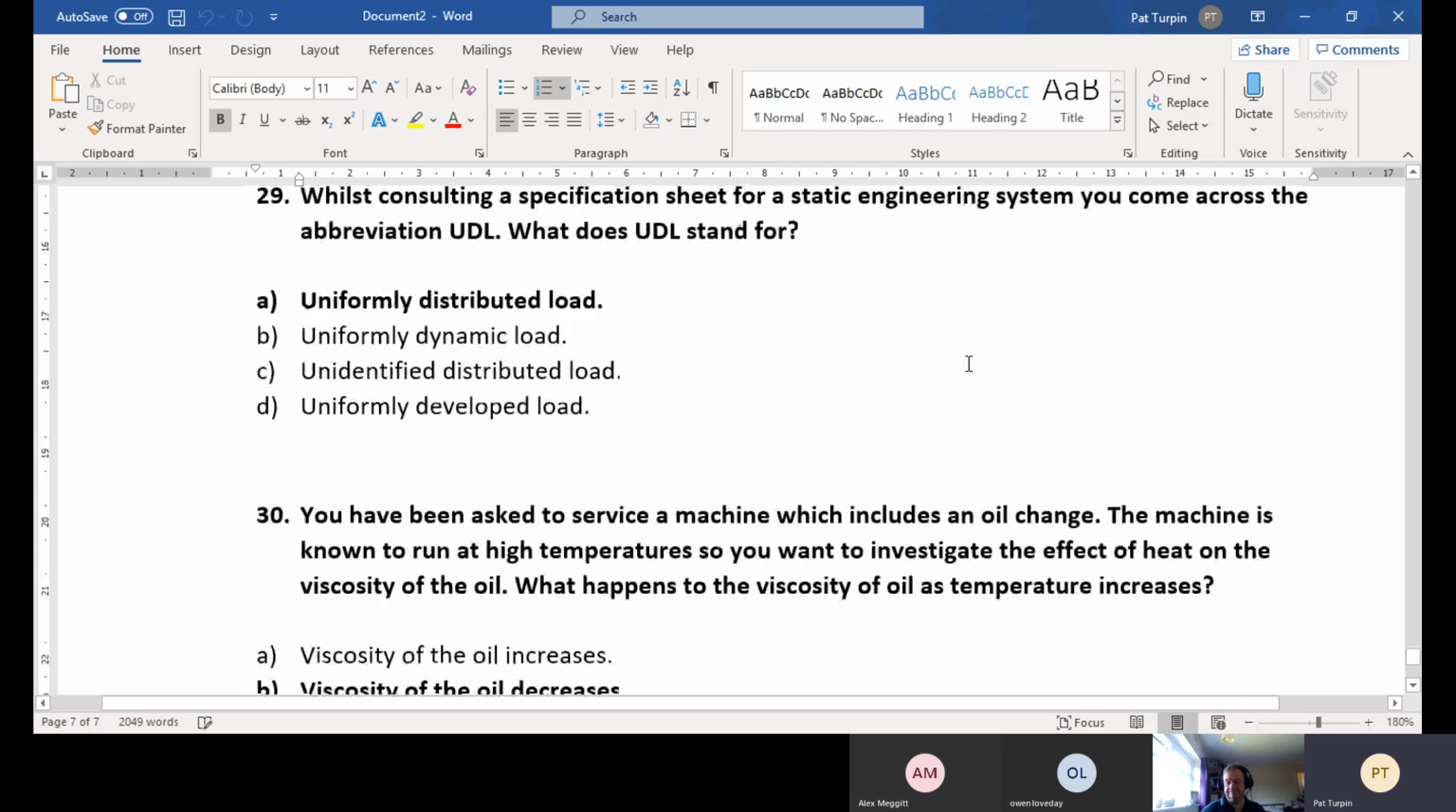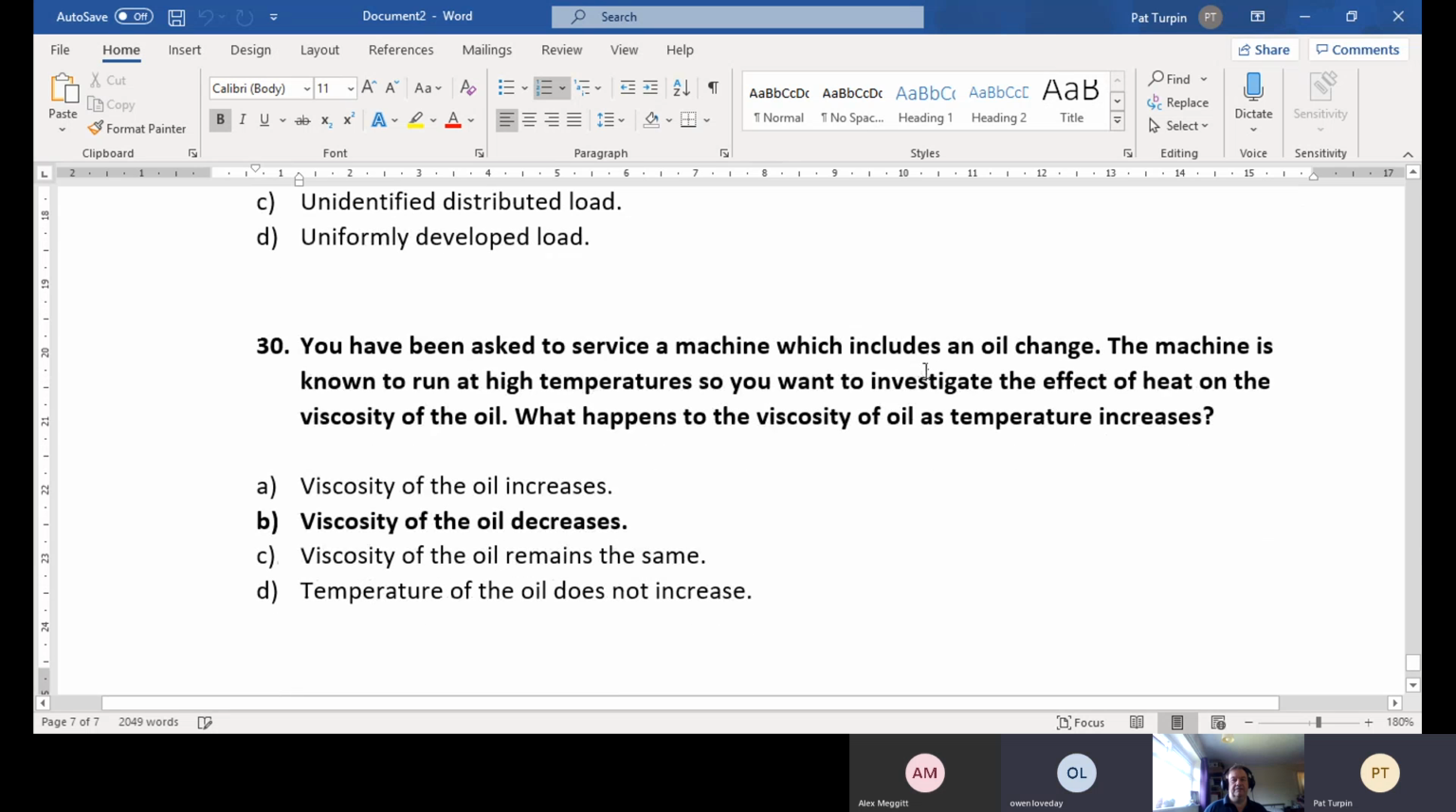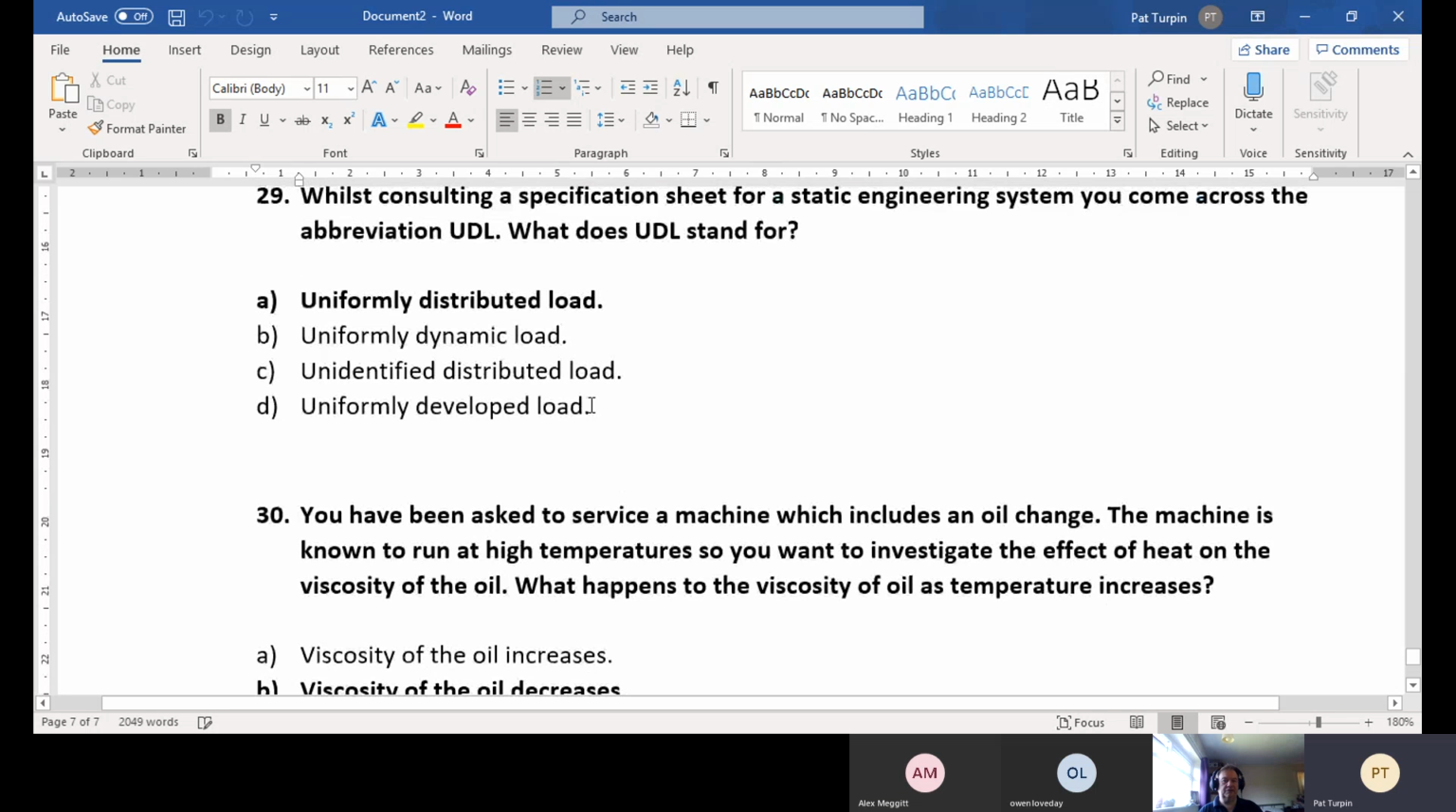Okay, then let's move on. Whilst consulting a specific sheet for a static engineering system, you come across the abbreviation UDL. What's UDL stand for? Uniformly distributed load. Thankfully, of the four answers there, it's the only one that actually makes any sense. Uniformly developed load? Unidentified distributed load? Yeah. Well, it was B until I changed my mind and read the right answers on my sheet, Ian. So, yeah.